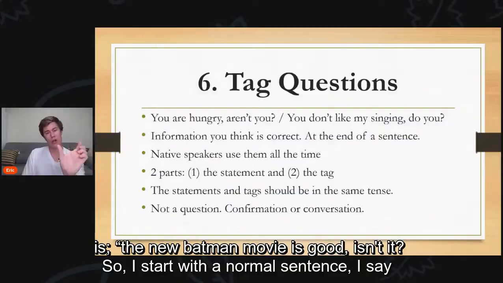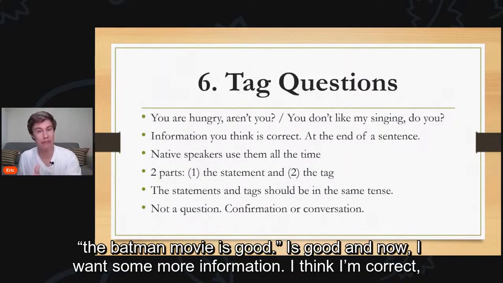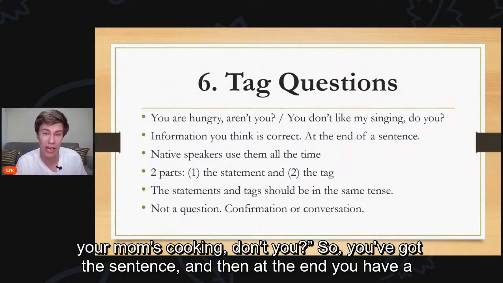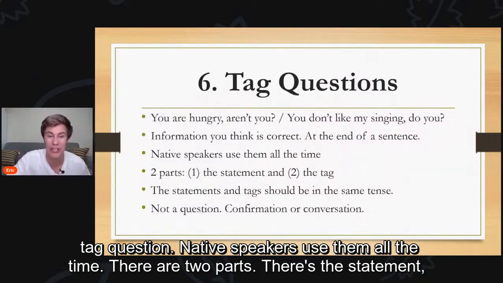So I start with a normal sentence. I say, the Batman movie is good. And now I want some more information. I think I'm correct, but I want some more information. Isn't it? The Batman movie is good, isn't it? You like your mom's cooking, don't you? So you've got the sentence, and then at the end, you have a tag question.